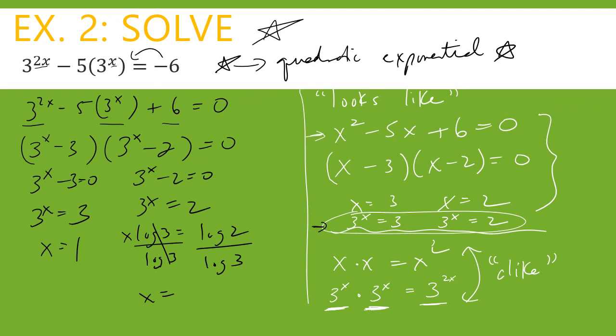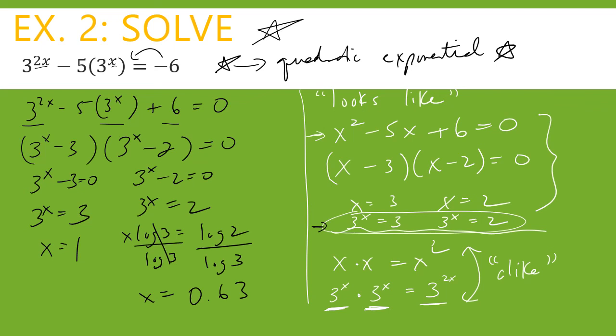If we go to 2 decimal places, what do we get here? We get 0.63, I believe. Let me double check that. Log 2 divided by log 3, 0.63. And again, you could double check your answers, put in 1, make sure you get negative 6, put in 0.63, make sure you get negative 6.